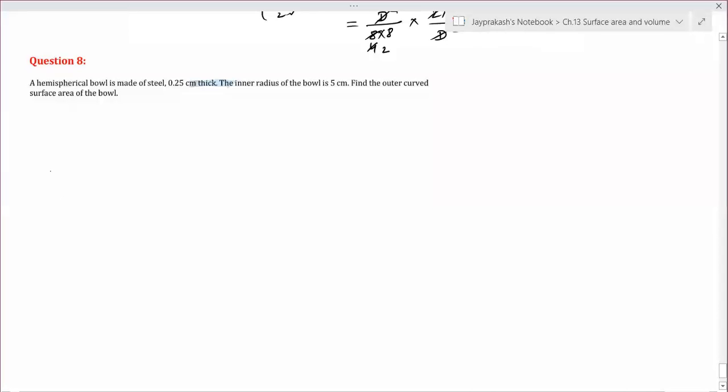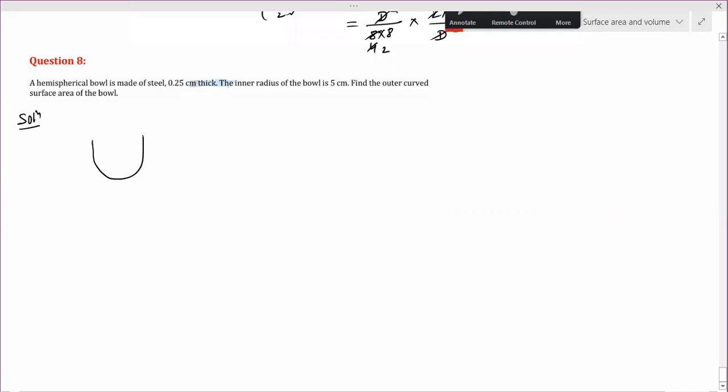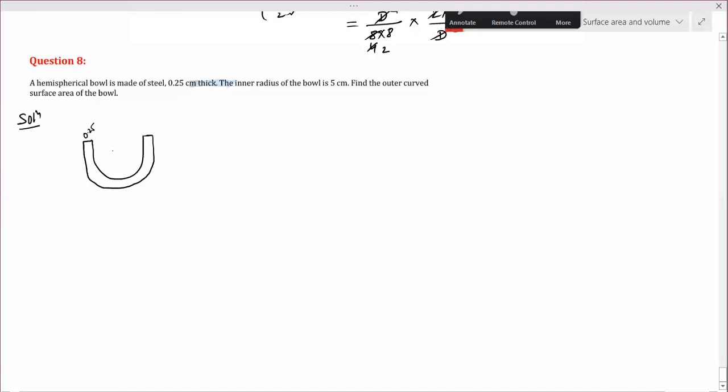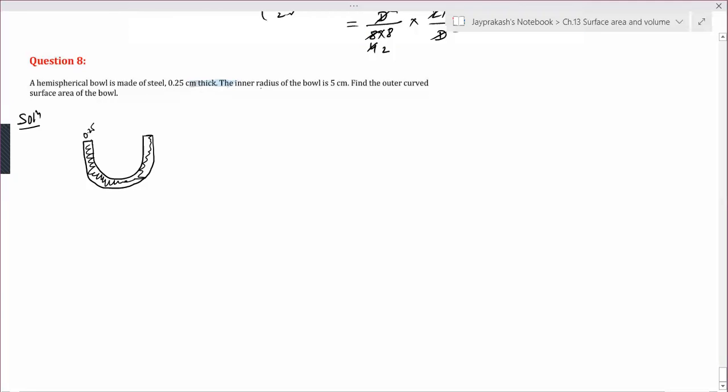So in question number 8, we have given that a spherical bowl is made of steel that is 0.25 centimeter thick. So that means this bowl. Now it says that the bowl has the thickness 0.25. So this is its wall. This thickness is 0.25. This is all steel. The inner radius, so inner means from this to the inside part up to here, that is 5 centimeter. Find the outer curved surface area of the bowl.